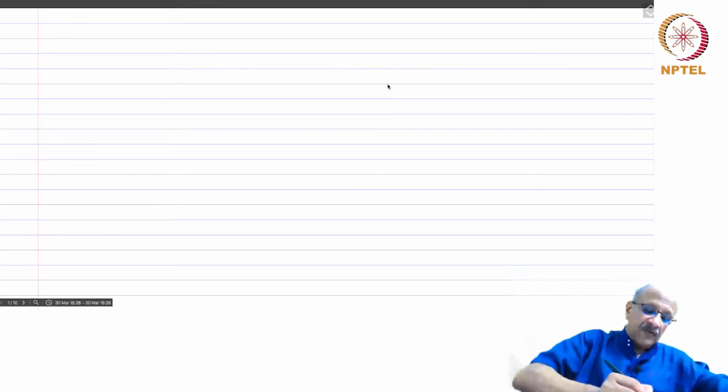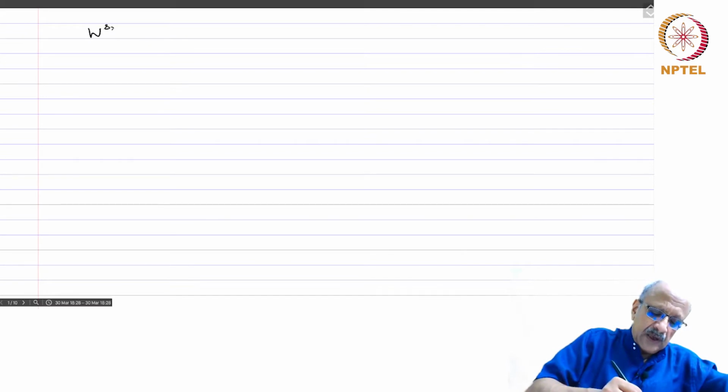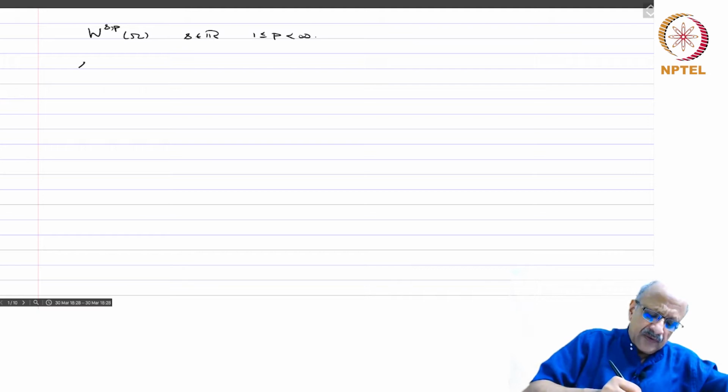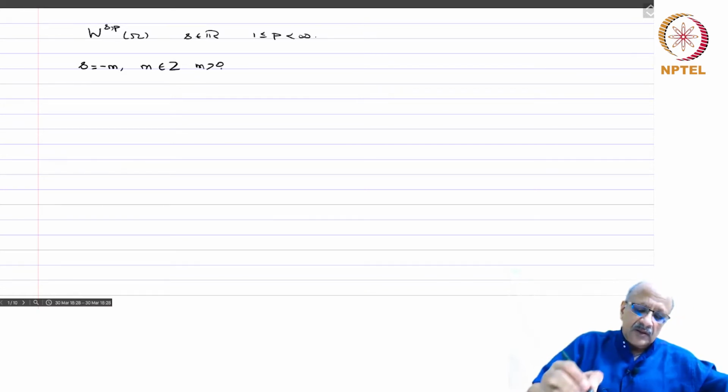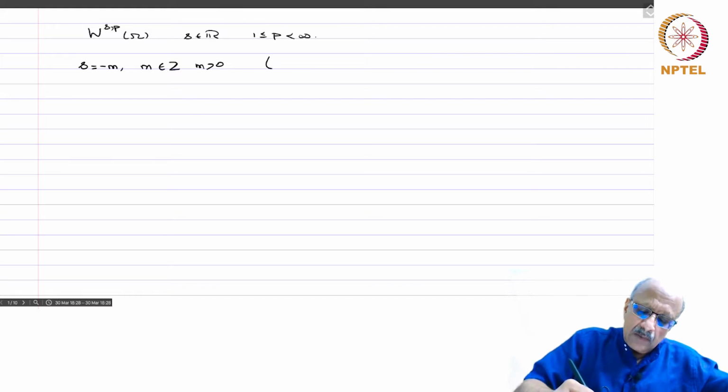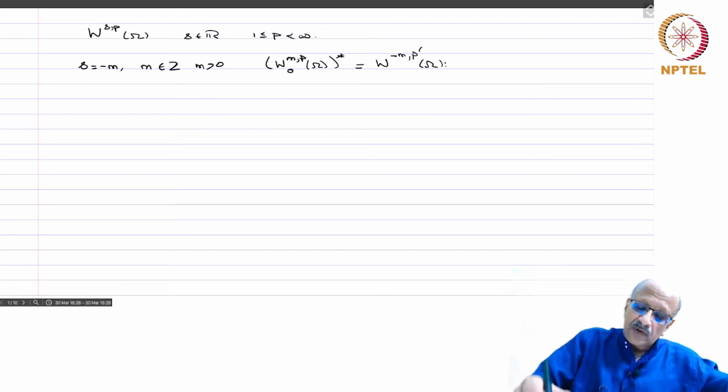So we are looking at the definition of W^{s,p}(Ω), s in R, and 1 ≤ p < ∞. So if s = -m, m in Z, m > 0, then we defined it as the dual of W_0^{m,p'}(Ω), that is W^{-m,p}(Ω) = (W_0^{m,p'}(Ω))*. So this is how we define.